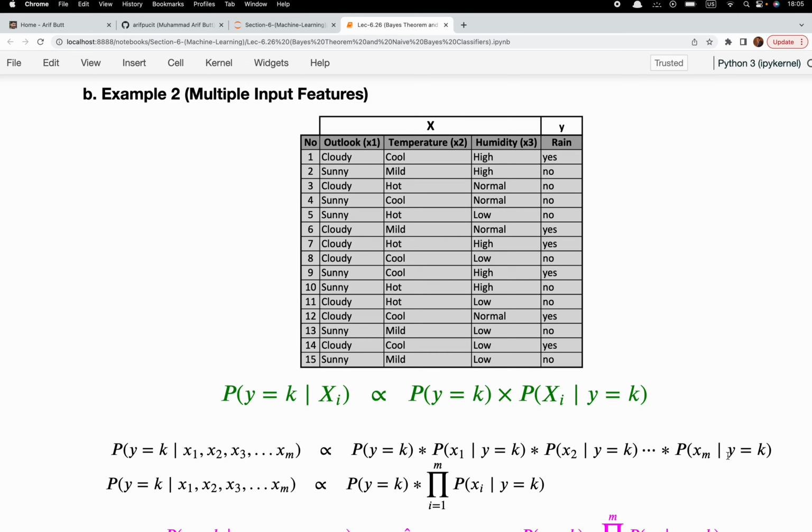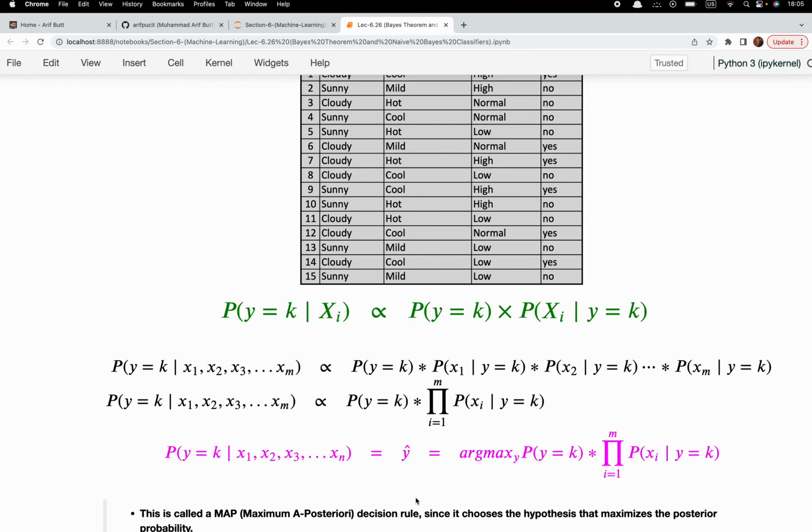To be more mathematically precise, we can write the naive Bayes formula as y hat, which is equal to the argmax over y of the probability of y equals k times the product of conditional probabilities of x sub i given y equals k. I hope this is making sense to you all.